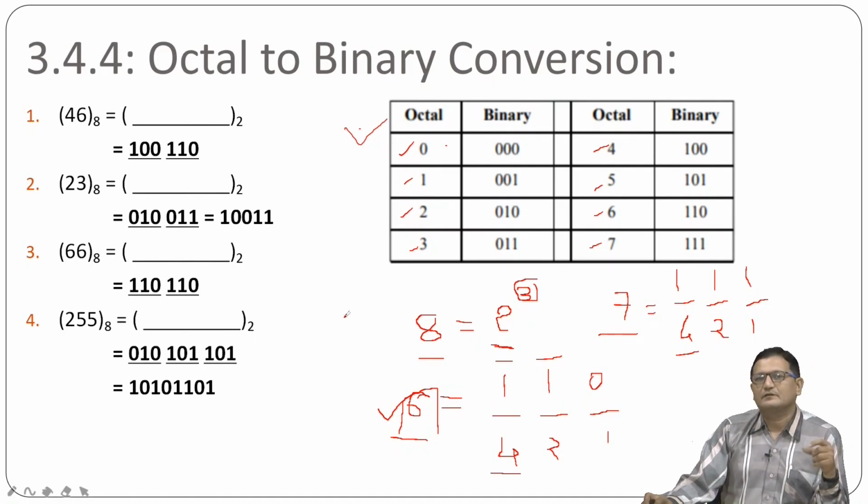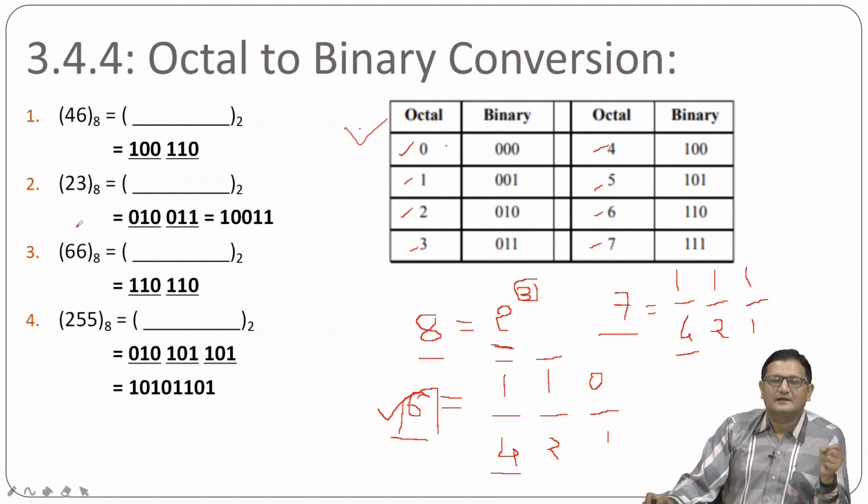Okay, so it's quite simple, right? Now how can we convert an octal number into binary? So for example, let's suppose 46 is given. What is 46? It is an octal number, right? And you need to convert it into binary form. So the number is made of 2 digits, right? So the first digit is 4. So you just see what the binary of 4 is. It is 100, right?